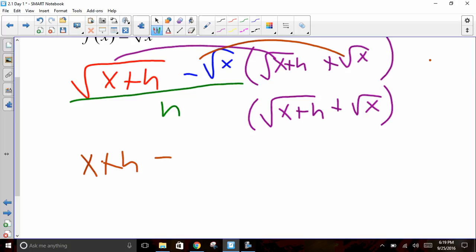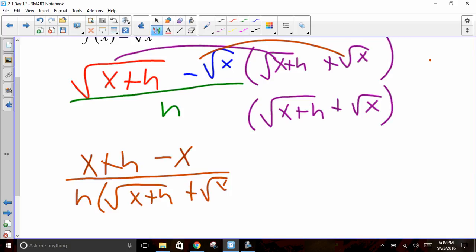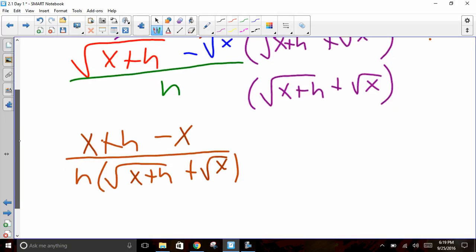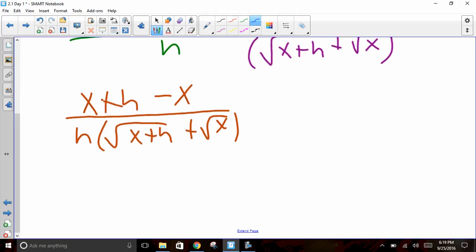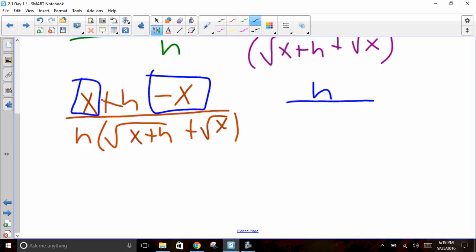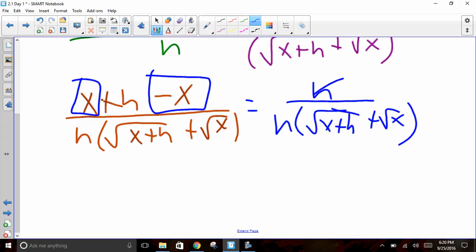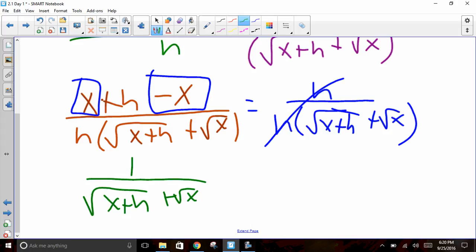Negative times positive gives me negative. Square root times square root again gives me positive, because there's 2 of them. And then on the bottom, we're just going to stick everything together. We're not going to multiply it out. It makes our lives easier by not actually multiplying. All right, well, then we see that we have on top x plus h minus x, which leaves me with just h. Now I have h over h, which, woohoo, those cancel. So I'm left with 1 over the square root of x plus h plus the square root of x.